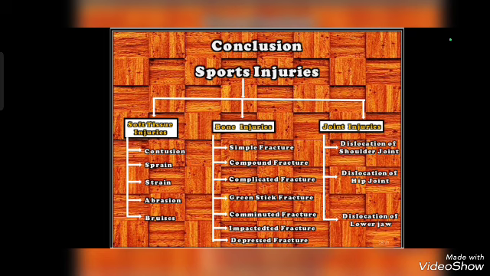Soft tissue injuries are further classified into contusions, sprains, strain, abrasion, bruises. Bone injuries are classified into simple fracture, compound fracture, complicated fracture, green stick fracture, comminuted fracture, impacted fracture, depressed fracture. Joint injuries are classified into dislocation of shoulder joint, dislocation of hip joint, dislocation of lower jaw.